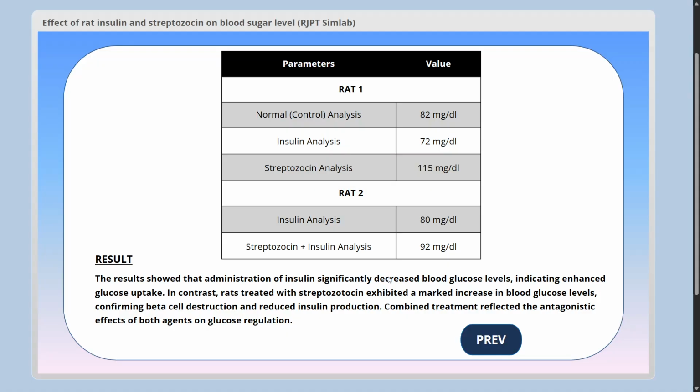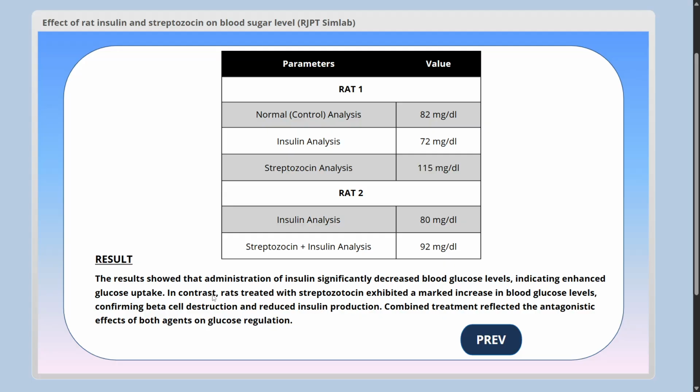We have seen that insulin has decreased blood glucose level, indicating enhanced glucose uptake by the cells from the blood. And in contrast, rats treated with streptozocin exhibited a marked increase in blood glucose level, confirming beta cell destruction and reduced insulin production.